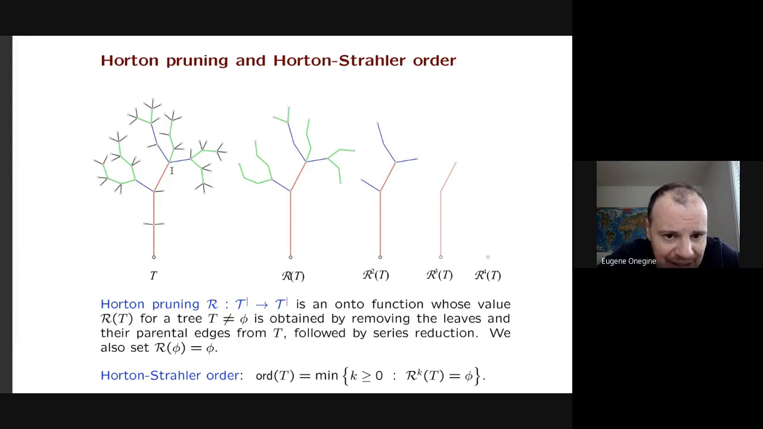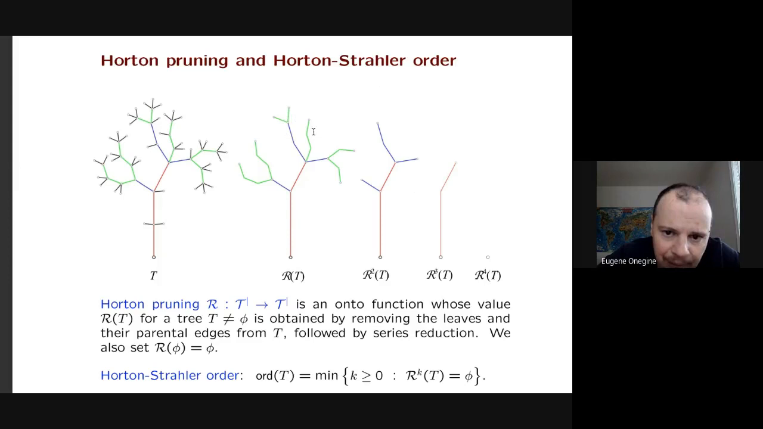So after we remove leaves, say this vertex will become degree two. So then we do series reduction. It is being merged into just one big edge. Same thing with other degree two vertices. So Horton pruning is essentially removing leaves followed by series reduction. And so if we do Horton pruning of the tree T here, we remove the leaves, and then these green segments, which were made out of multiple edges oftentimes, become now the new leaves in the tree R of T.